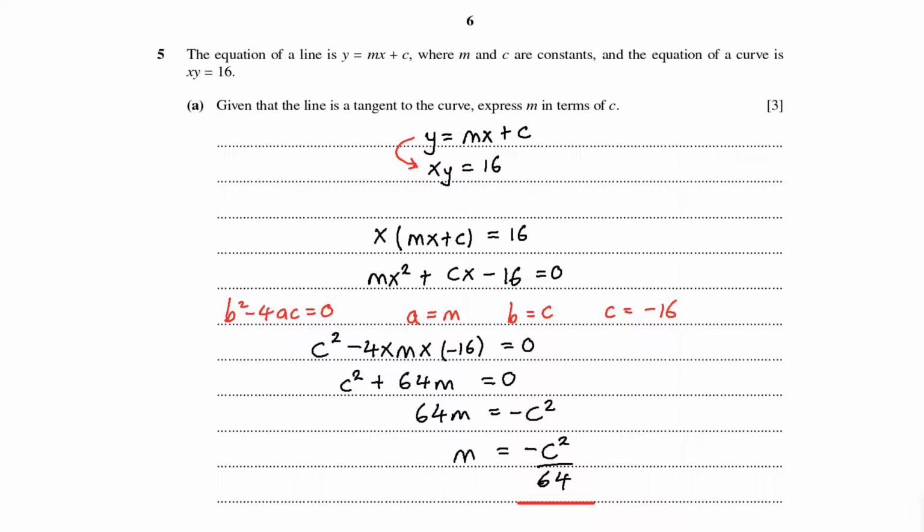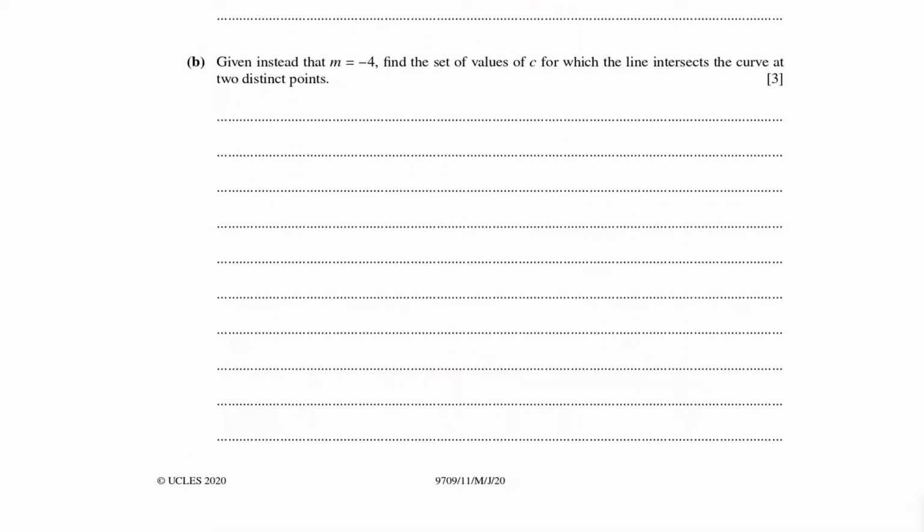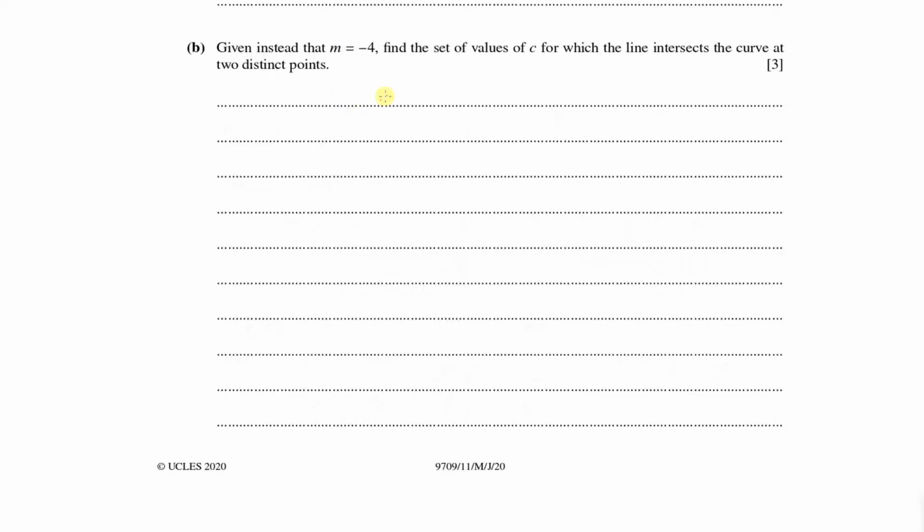We can now go on to part B. Given instead that m is equal to minus 4, find the set of values of c for which the line intersects the curve at two distinct points. So in this case, the discriminant b squared minus 4ac, since the line intersects the curve at two distinct points, should be greater than 0.